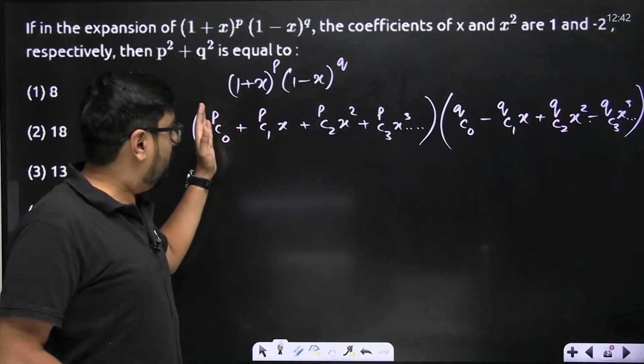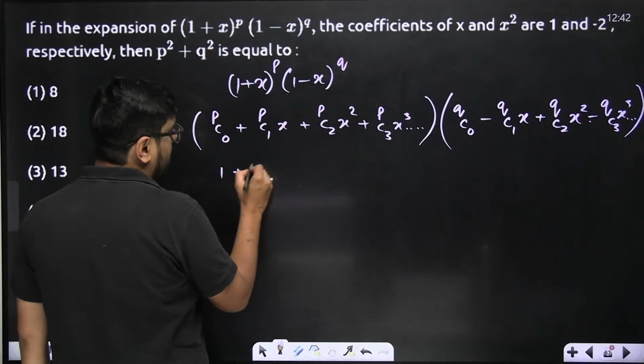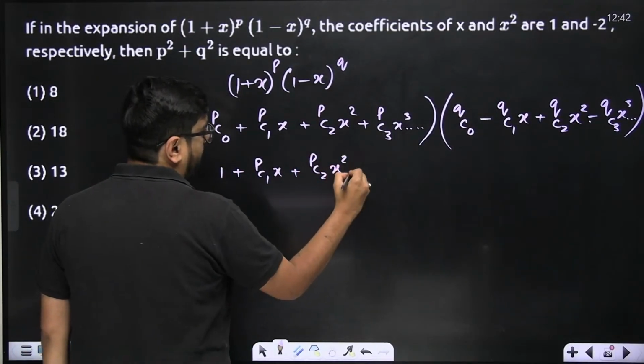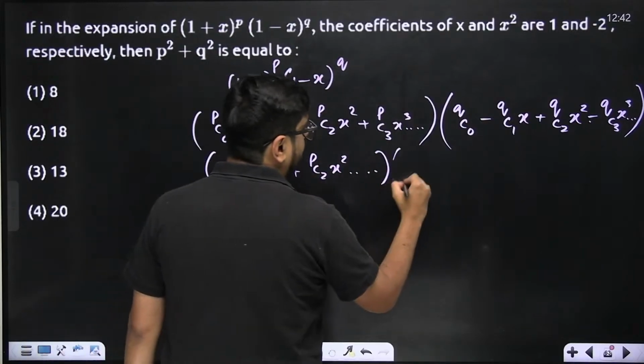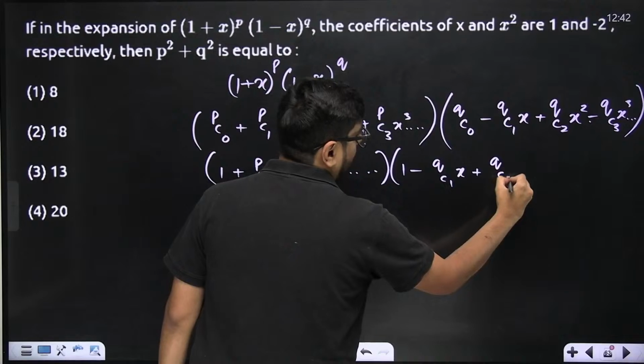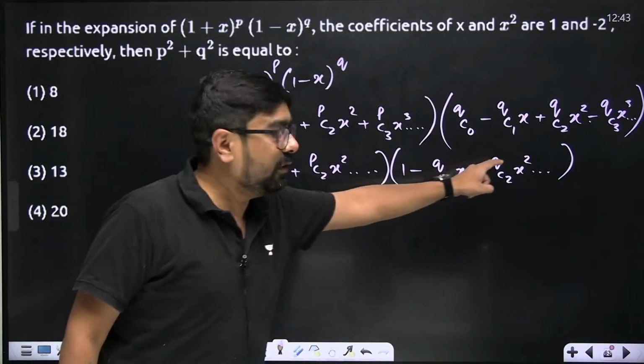Now, in which cases are we getting x square? Let me write it more. 1 plus pC1 x plus pC2 x square. And this will be 1 minus qC1 x plus qC2 x square. It will keep going on like this. Now observe, where are you getting x square?